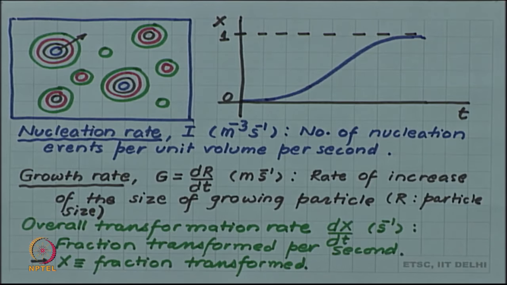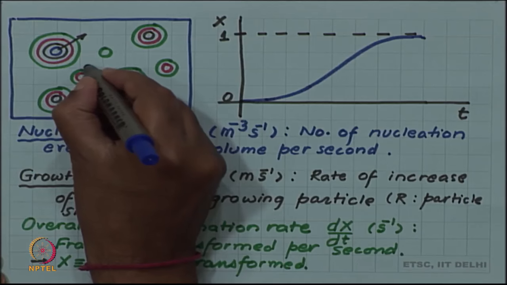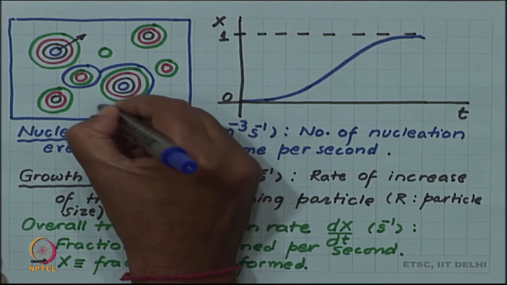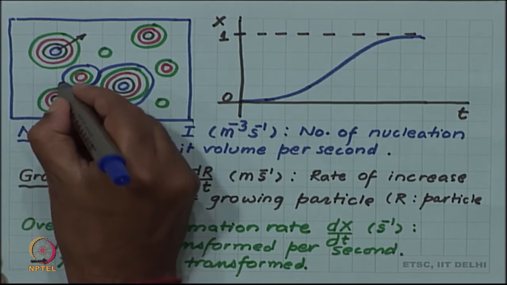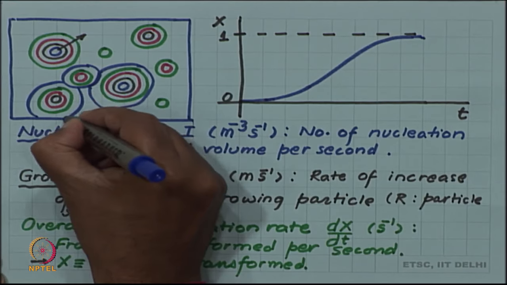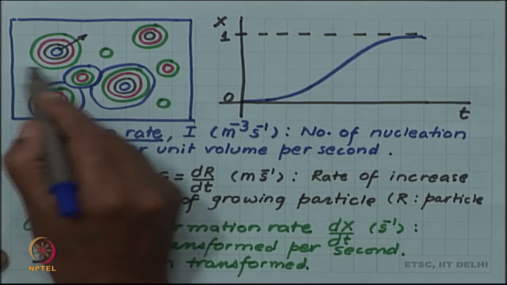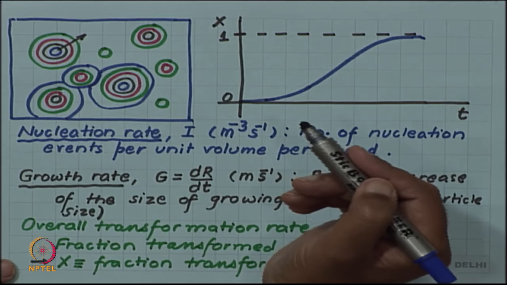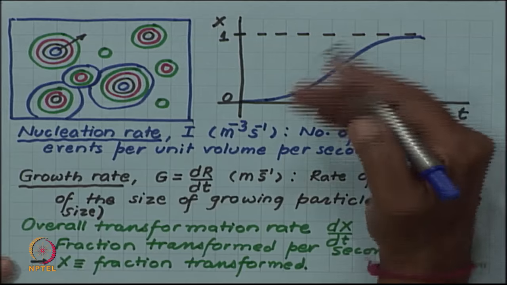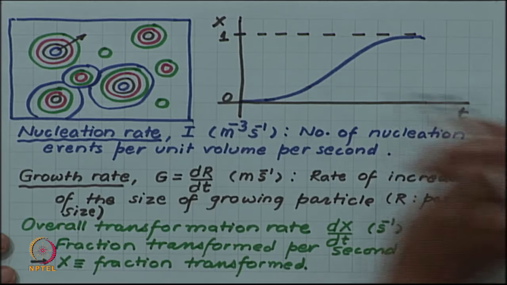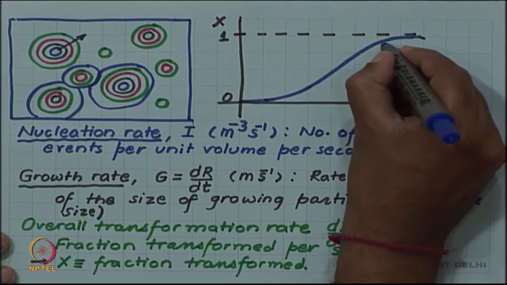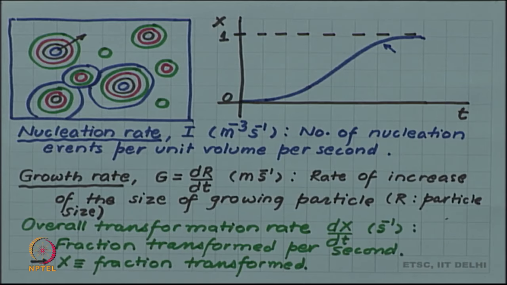This slowing down you can appreciate from here. If we allow further growth, you can see that particles will start impinging, and in the region where they impinge, further growth is not possible. They can impinge among each other or they can impinge from the external surface also. Wherever this impingement takes place, the transformation will end and further growth is not possible at that interface. So, this will slow down the rate towards the later part.